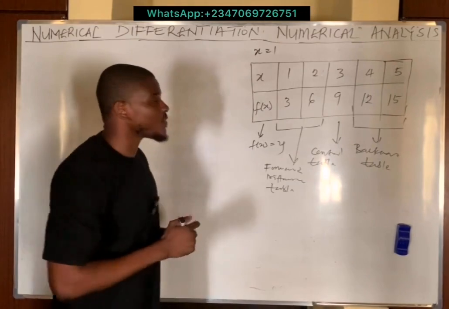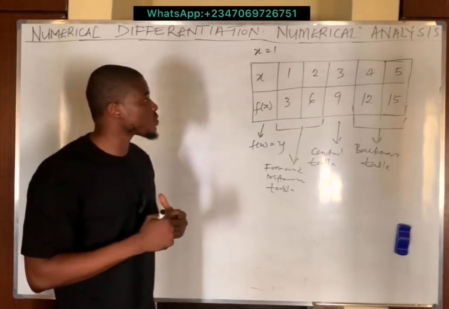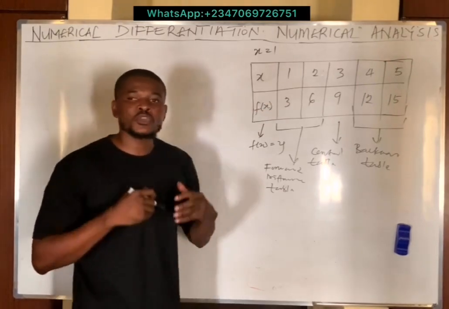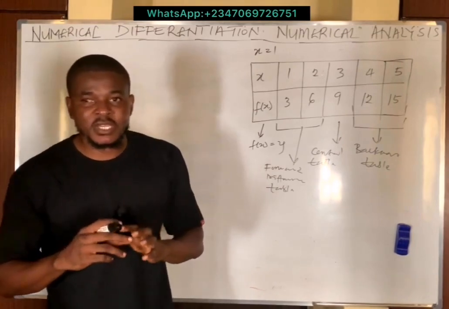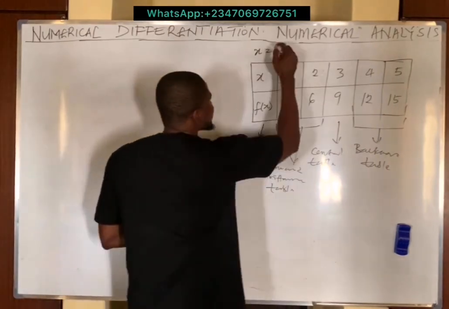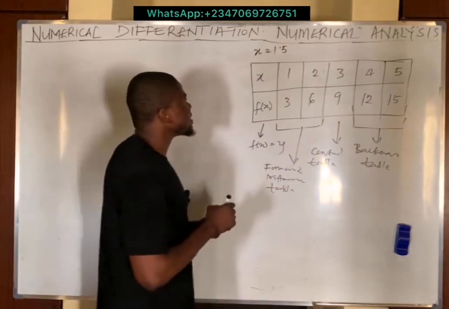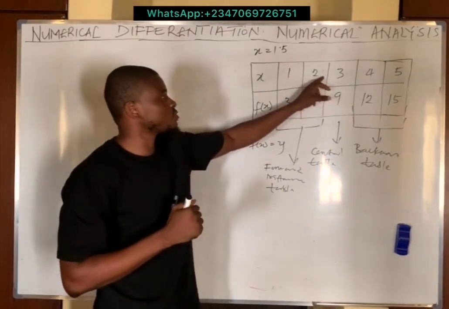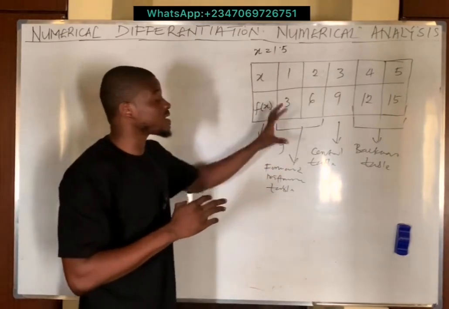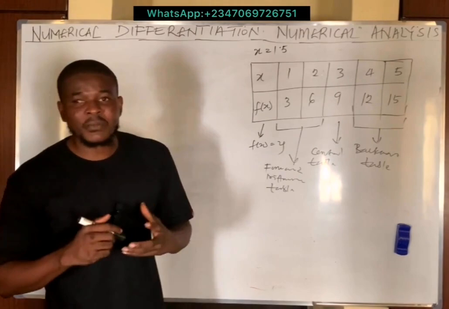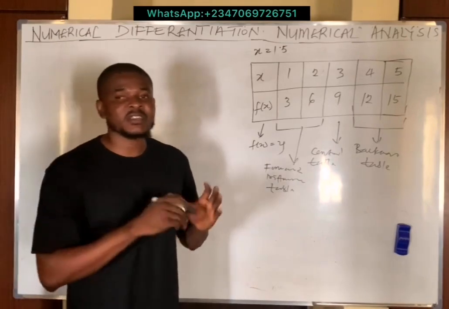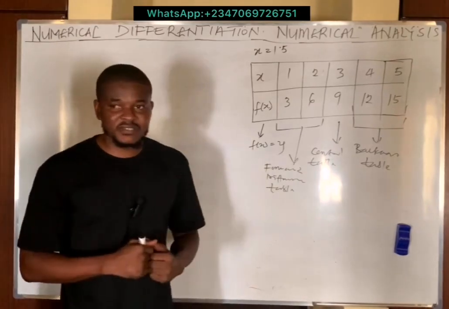So let's say we are asked to approximate the derivative when x is equal to 1. 1 is directly at the forward of the table. So this simply means you're going to be using the forward difference method to approximate that derivative. If you're asked to approximate when x is 1.5, the highest value of the forward table ends at 2, so 1.5 still lies between 1 and 2, at the forward of the table. So you're again going to be using the forward difference method to approximate that derivative.